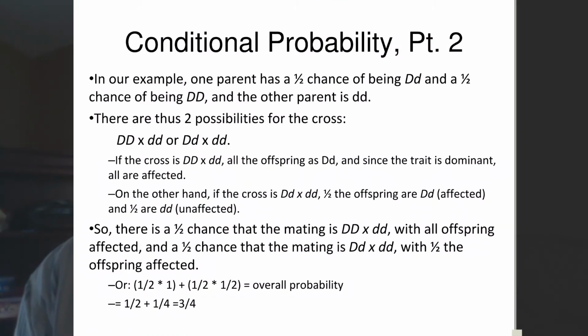Here, of course, is an example where one half, if you recall from a few slides back, one parent has half a chance of being capital D small d and half a chance of being small d. There are two possibilities, the two homozygotes, or a heterozygote and a homozygous. So there's half a chance that in the case of being homozygous dominant and homozygous recessive, all offspring will be affected, whereas there's half a chance with the mating of capital D small d, the heterozygote, with homozygous recessive, and half the offspring are affected. So what we do is we say half times one plus half times a half equals 3/4.